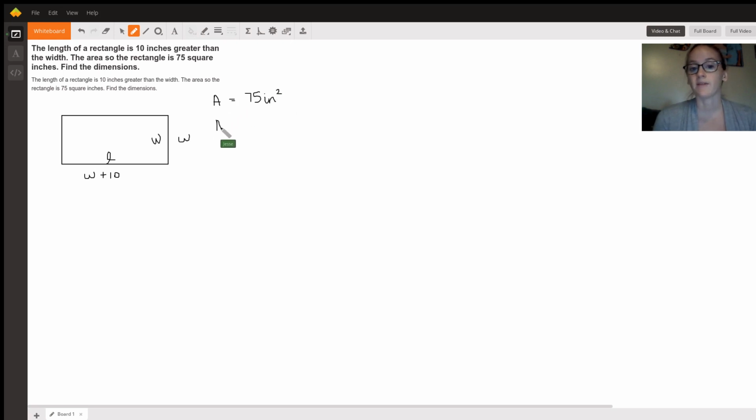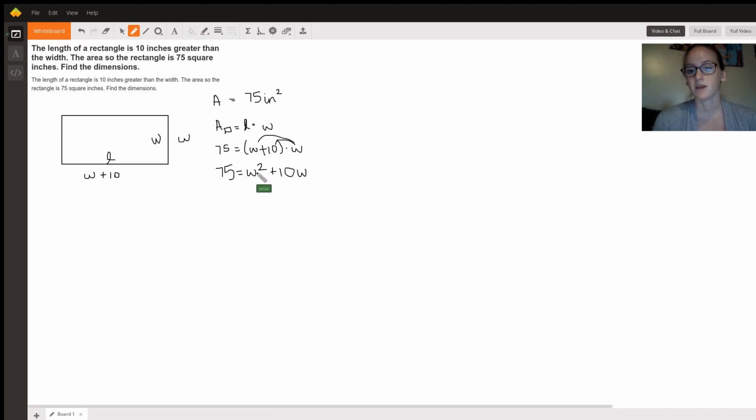So we know to find the area of a rectangle, the formula is length times width, right? So in this case, our length is W plus 10, and our width is just W. When we multiply those two together, we get an answer of 75. So now we can start to solve this problem. The first thing we need to do is distribute that W into the parentheses. So we get 75 equals W times W is W squared, and then W times 10 is positive 10W.